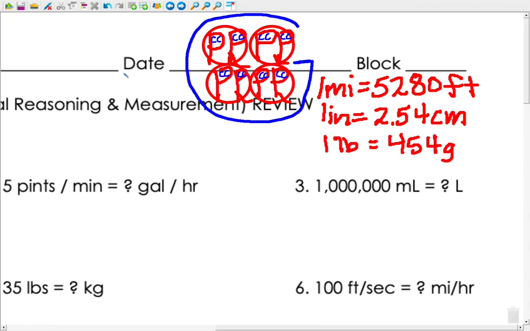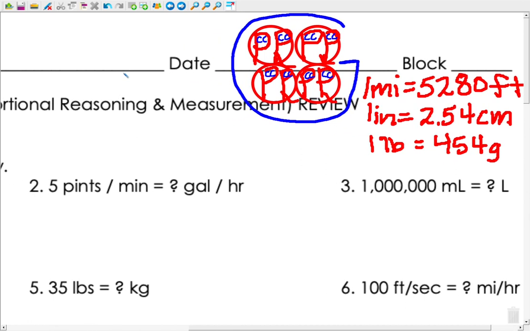I will give you a metric conversion chart at the top of your test. I just neglected to put it on the review. So on the test, don't worry, I got you.